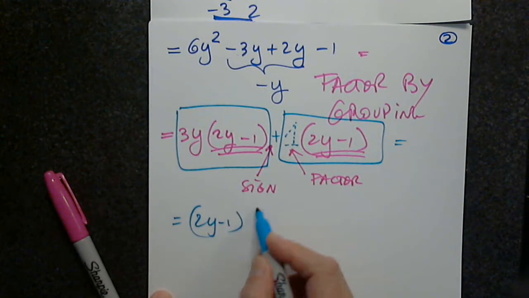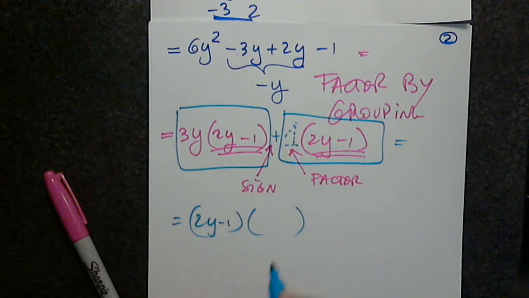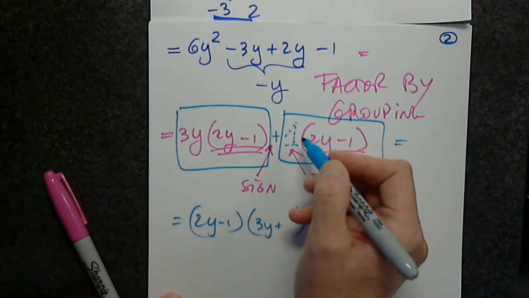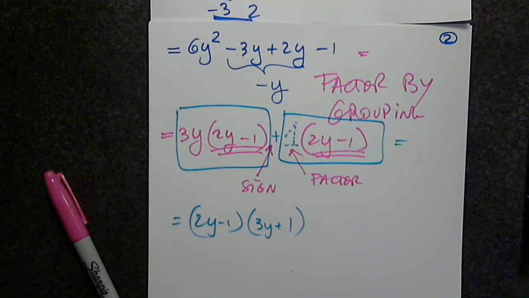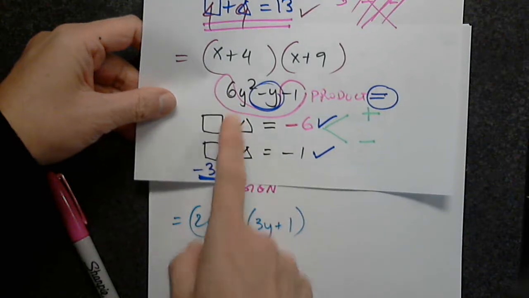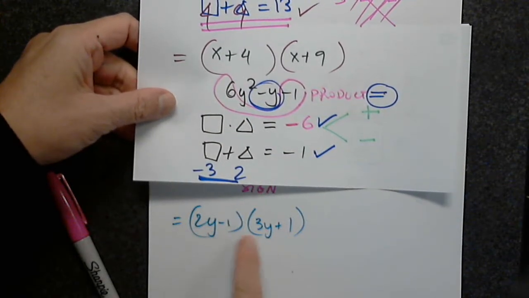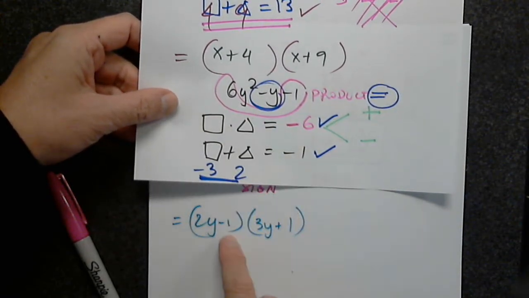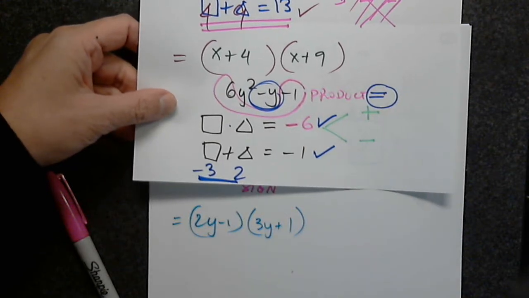That's it. And now what is left from the first term? And what is left from the second term? It will only take you 3 seconds, 4 seconds to check. 2y times 3y is 6y squared. Positive 2y minus 3y is negative y. And -1 times 1 is -1.